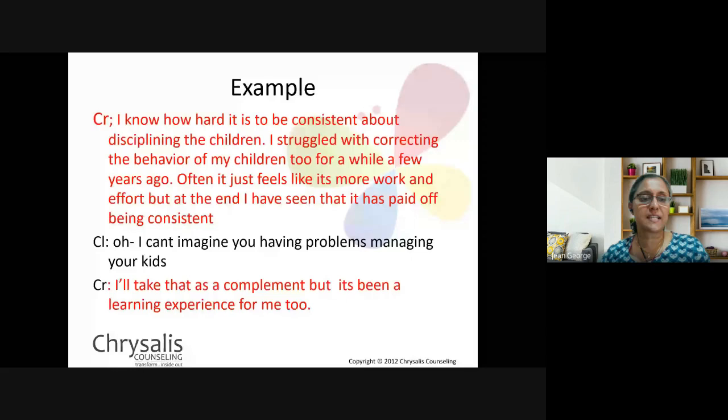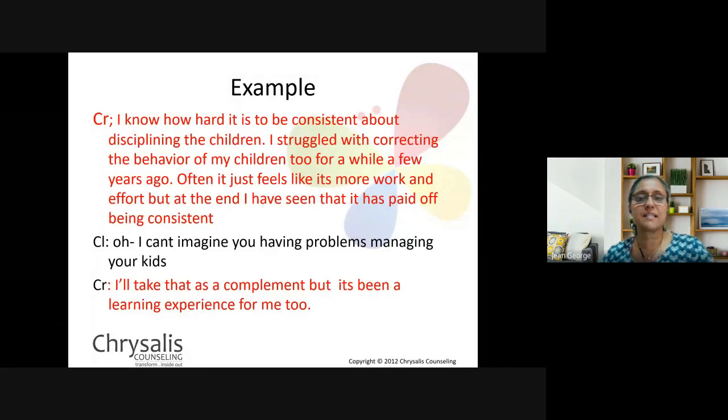So let's look at an example here. The counselor is saying, "I know how hard it is to be consistent about disciplining the children. I struggled with correcting the behavior of my children too for a while, a few years ago. Often it just feels like it's more work and effort, but at the end, I have seen that it has paid off being consistent." So she's not giving many details, but just saying that, okay, I've also had the challenge of disciplining children, and I've seen over the years that it's important to be consistent.